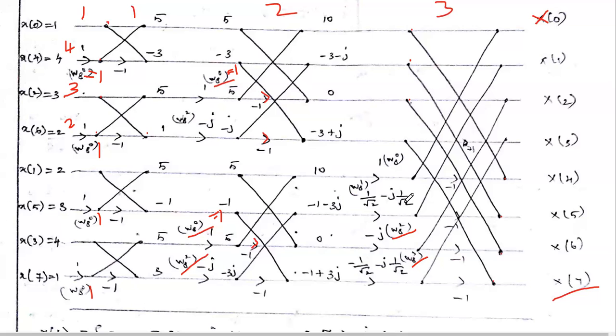Okay, and similarly W8 power 3. What is the value of W8 power 3? It is minus 0.707 minus j 0.707. Okay, so these answers you just remember. W8 power 0 is always 1. W8 power 2 is minus j, simply minus j. W8 power 1 is 0.707 minus j 0.707. W8 power 3 is minus 0.707 minus j 0.707. Okay, so we have to write out the values. Then in the next thing, stage by stage, we have to calculate the answers.